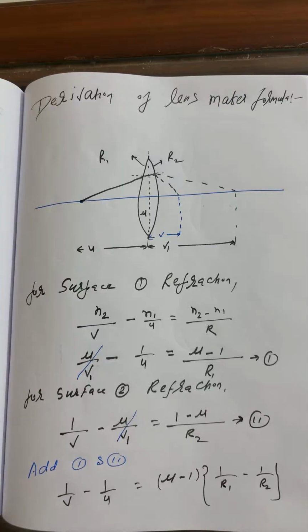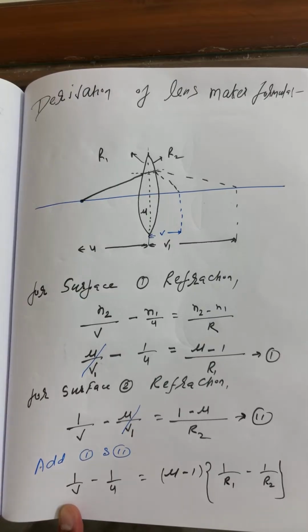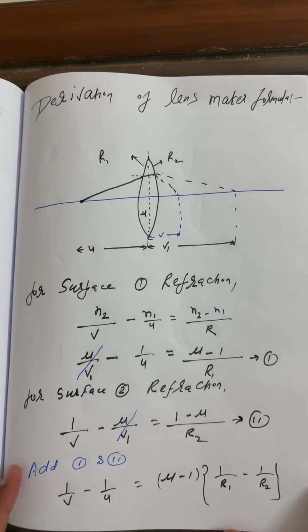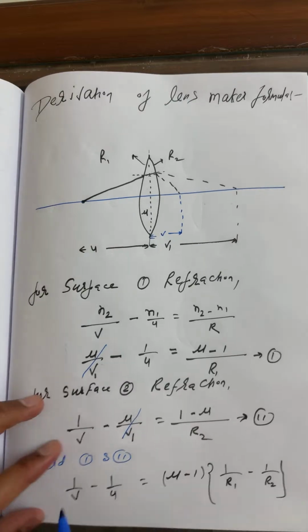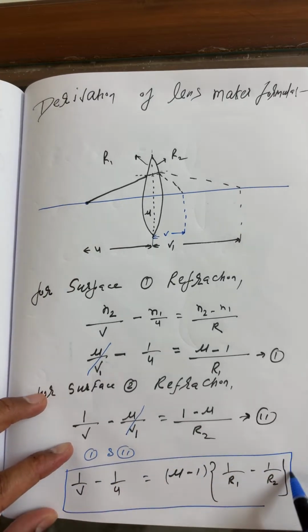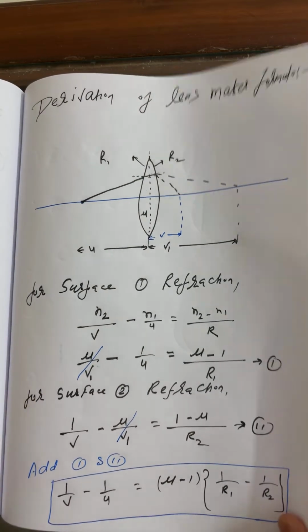So this is what you call the lens maker formula. Keep in mind, it's highly important. 1 by V minus 1 by U equals mu minus 1 into 1 upon R1 minus 1 upon R2. This is known as the lens maker formula. Keep in mind, students, I can say it's a hero formula for lenses.